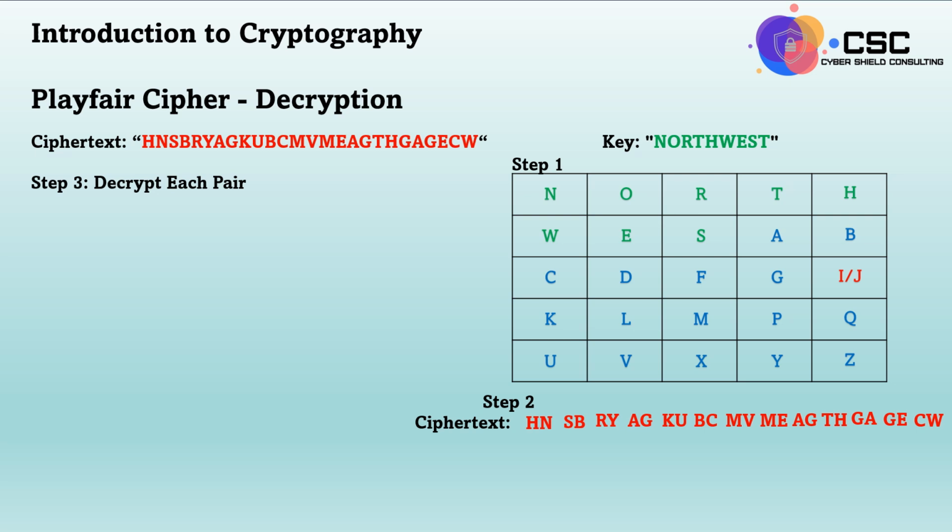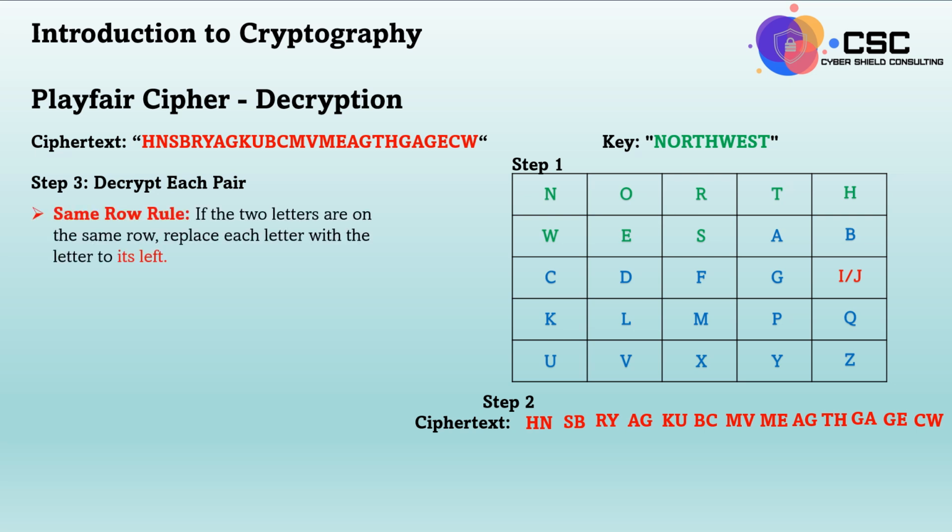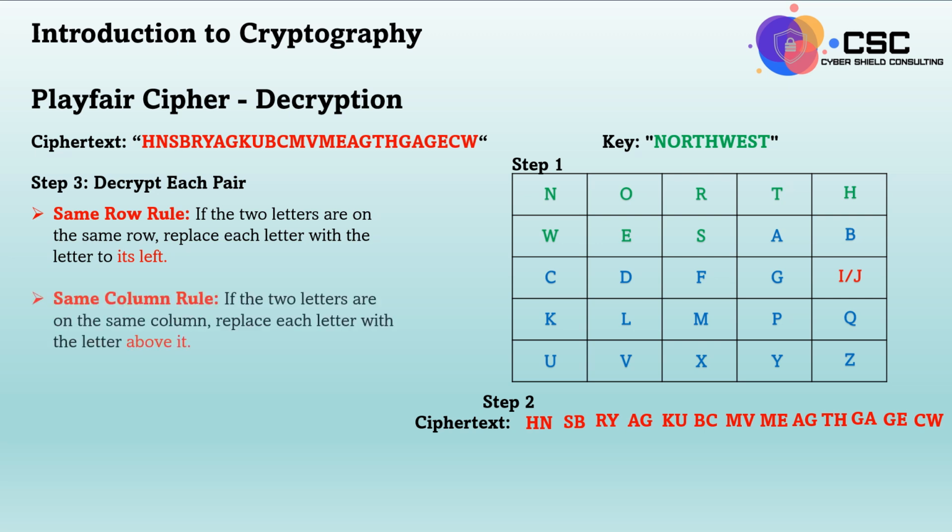As I said, it's just a reverse process, so we have the same row rule. In this case for decryption, if the two letters are on the same row, we'll replace each letter with the letter to its left. If you remember with the encryption, we did take the letter to its right. Now it's the reverse process, so we'll take the letter to its left. For the same column rule, we'll take the letter above it. What we did with the encryption, we took the letter below. So now we're reversing the process, we take the letter above it.